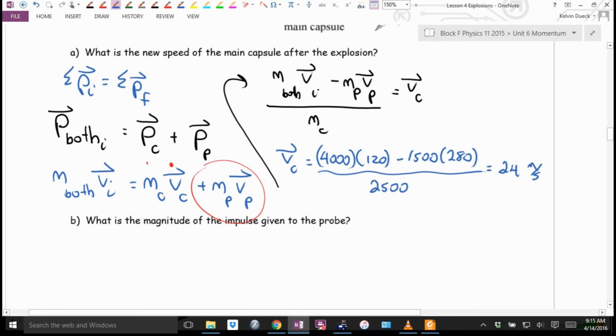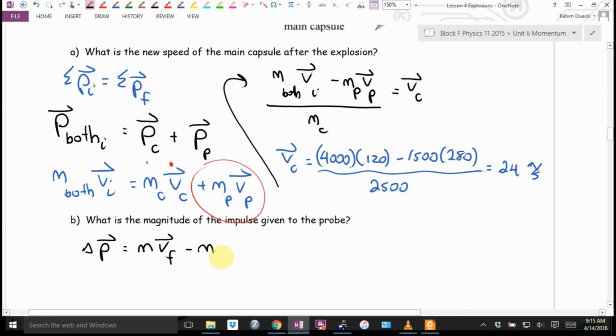John, what's part B want me to find? Oh, that's going to be the change in momentum, which is going to be mv final minus mv initial. I went with that because it looks like there's lots of velocities kicking around, and I don't see a force and a time anywhere.